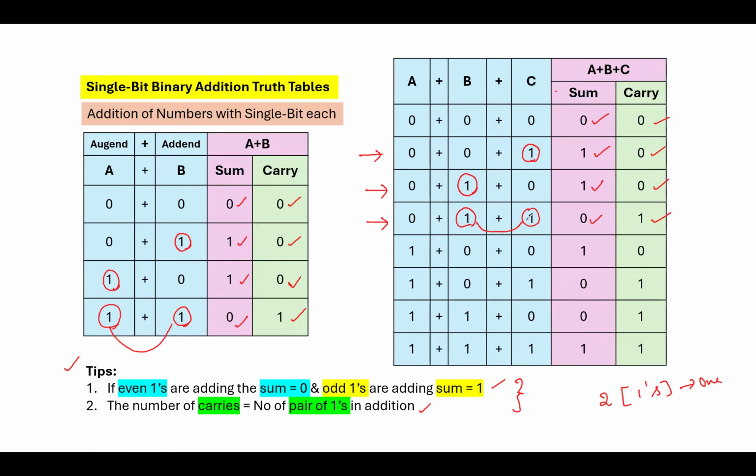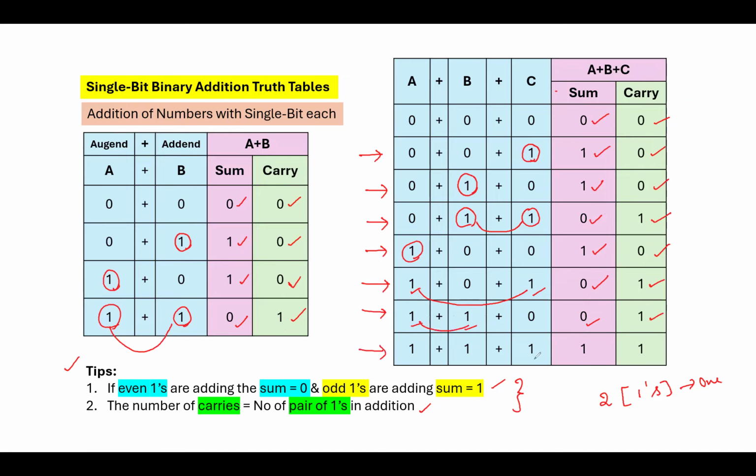Here one pair of ones is there, so that the carry is 1. Now 1 plus 0, odd number of 1, so that sum is 1. No pair of ones, therefore carry is 0. Here 1 plus 0 plus 1, even number of ones, sum is 0. 2 ones means one pair of ones, so that carry is 1. 1 plus 0, again even number of ones, therefore sum is 0. One pair of ones, therefore carry is 1.